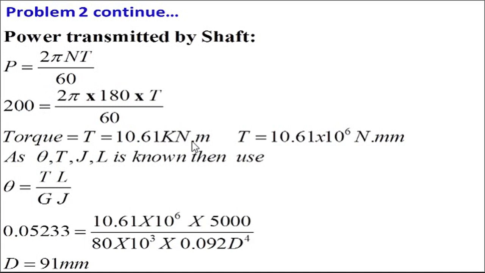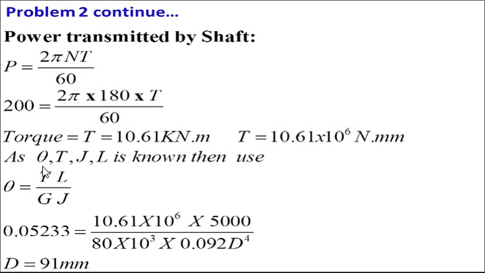This answer must be in Newton meter. But it is in kilowatt, so it will be kilonewton meter. So put all the values, find out torque. Kilonewton meter, I have to convert into Newton mm. So kilonewton 1000, meter 1000 means 10 to power 6.